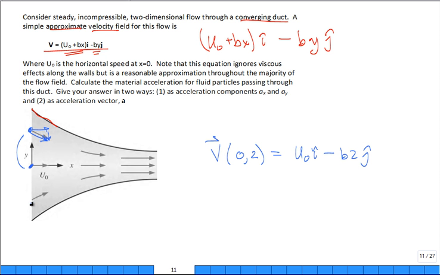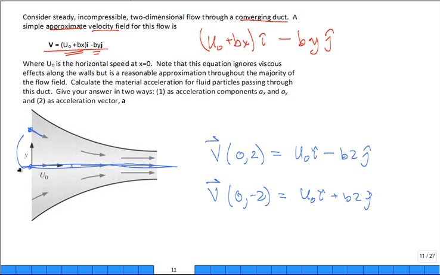Well, let's go to this location and evaluate it. Give me the velocity at location 0, negative 2. You'd get U naught i plus 2B j. So it would be the same U naught plus. Does that look right? What's happening is in the top half, it's coming toward the middle. In the bottom half, it's coming toward the middle. True? Can you see that? In the j component of the speed. What about along the center line? It's always straight. It's always completely in the x along the center line. True?